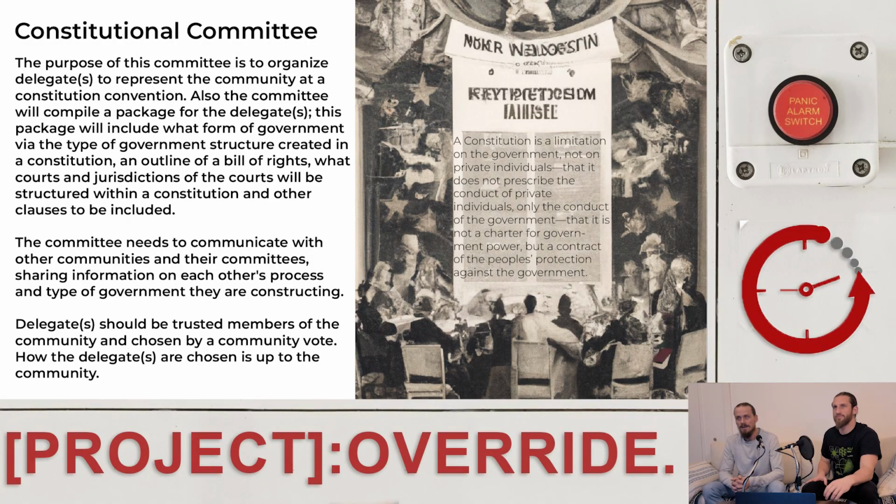And then we're going to connect this into something that we've touched on a few times, but that's the Constitution. So why might you want a Constitution backing a dollar, or what role does the Constitution play? I think this is going to be interesting for a lot of you. A Constitution is a limitation on the government, not on private individuals. It does not prescribe the conduct of private individuals, only the conduct of the government. It is not a charter for government power, but a contract of the people's protection against the government. Which brings up an interesting point about why they may have suspended certain things at certain times, seemingly suspended the Constitution during COVID.